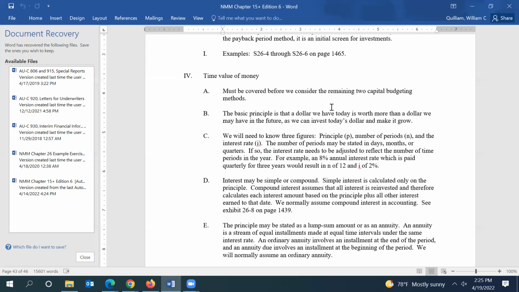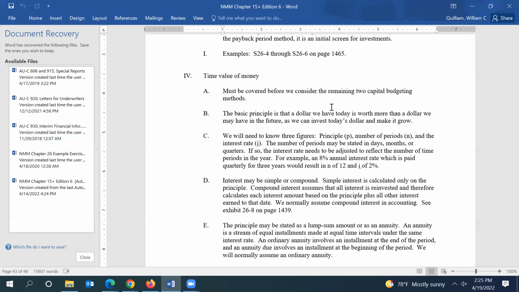So an annuity is a stream of equal installments or equal payments made at equal time intervals under the same interest rate. So if we were going to invest in this bank account $100 per year, and we do it at the same time every year, well, that's an annuity. So a stream of equal payments.